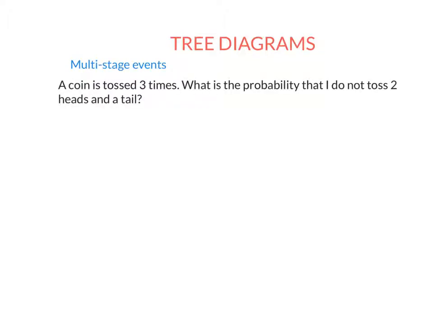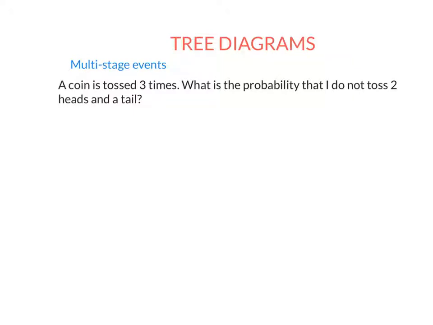A coin is tossed 3 times. What's the probability that I do not toss 2 heads and a tail? So this is a multi-stage event because we're tossing a coin 3 times. Each time I toss the coin is a new stage with a new set of outcomes. So we're going to draw a tree diagram to list all of the possible outcomes.